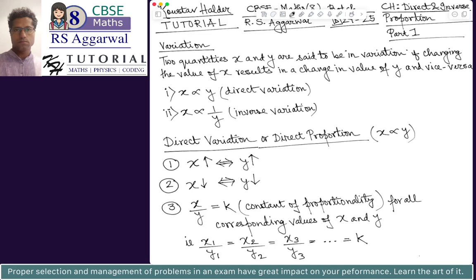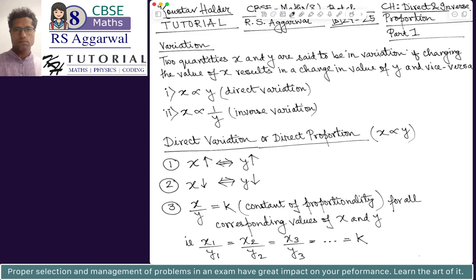Okay, so the first thing is variation. What do we mean by two quantities x and y varying? Two quantities x and y are said to be in variation if changing the value of one variable, that is changing the value of x, brings a change in the value of the quantity y, and vice versa. So if you change x, y will change, and if you change y, x will change. If this relationship exists between the two quantities x and y, then we say that the two quantities x and y vary with each other.